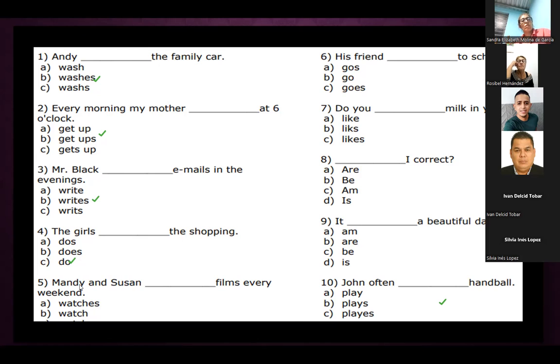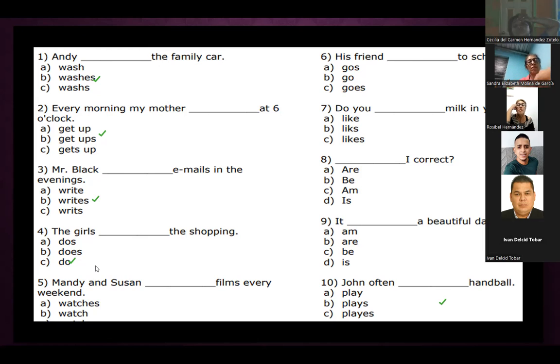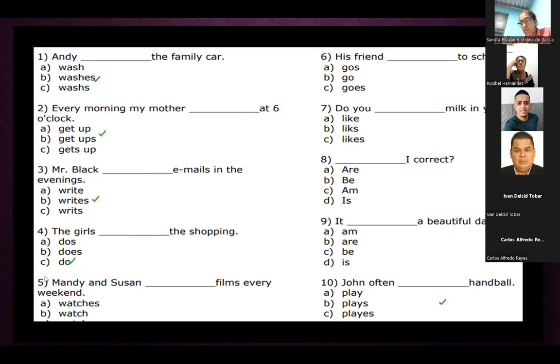Okay, ¿por qué no tratamos con el 5? Mandy and Susan are watching every weekend. Una vez más, Mandy and Susan. Number five. Okay, who wants to answer number five? Letter B. Letter B, okay. Mandy and Susan watch. Very good. Number six.